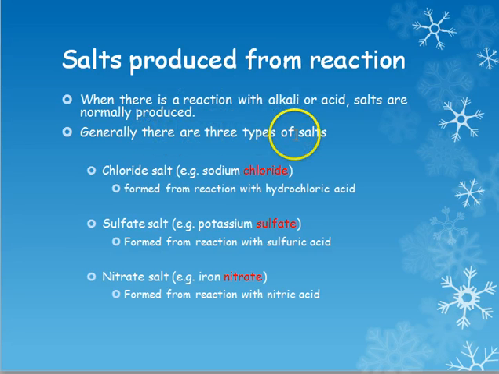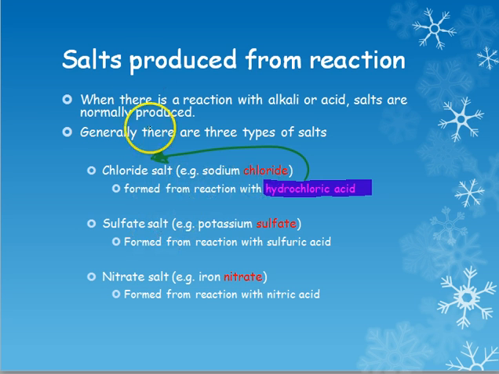There are three types of salts that you'll encounter. First, we call them the chloride salt. For example, sodium chloride. It will end with the word chloride. So when is the chloride salt generally produced? It's when you have a reaction with hydrochloric acid. Hydrochloric acid reacting with substances will produce a chloride salt.